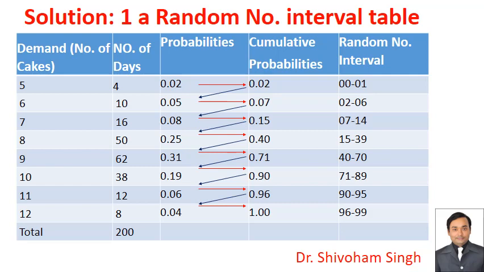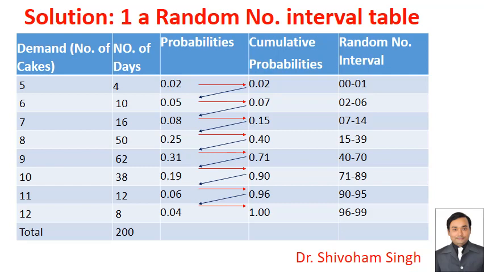Once we get the probabilities, we go for cumulative probability. For the first, we go directly with 0.02. For the second, 0.02 plus 0.05, that's 0.07, and so on. That is, we add the current probability of that particular event to the previous cumulative probability. Now, the random number interval. We are going with the random number table which has 2 digits, so we directly start with 00, making sure it is one digit prior to the cumulative probability.